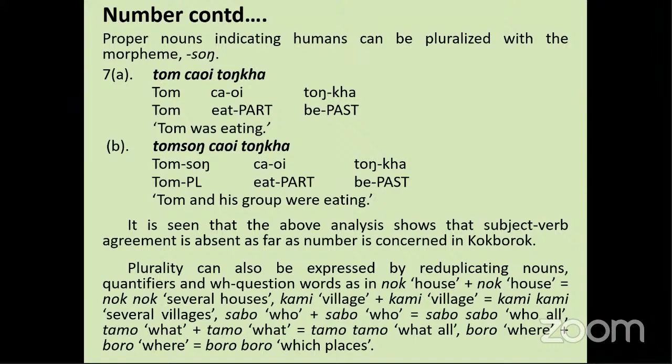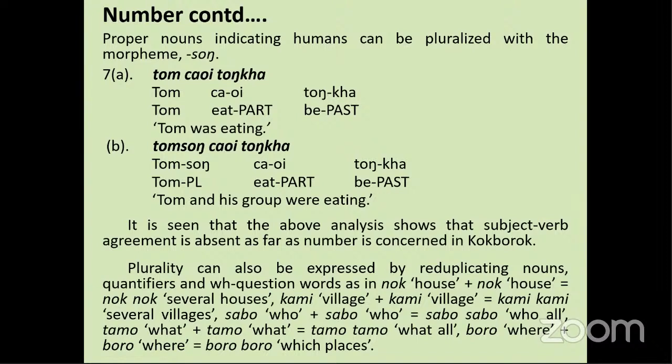Proper nouns indicating human can be pluralized with the morpheme song, denoting the sense of associativeness between the subject argument and its group. We can see in the following example, Tom chawe tongka, Tom was eating, and Tom song chawe tongka, Tom and his group were eating.